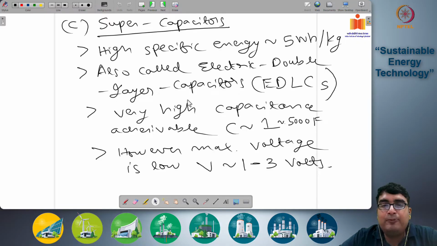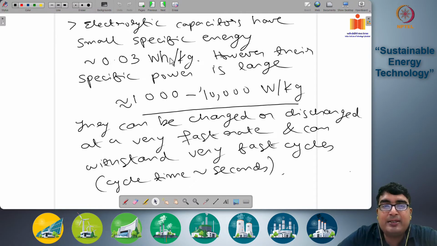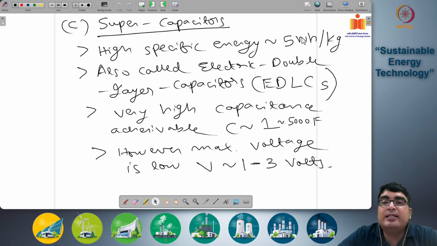been developed only in the last 2 decades or so, and it is providing much higher amount of energy storage ability. So it has very high specific energy of 5 watt hour per kg. So you can compare this with electrolytic capacitors, which have specific energy values of 0.03 watt hour per kg. So this is more than 100 times, around 100 times that of electrolytic capacitors. So super capacitors have specific energy densities more than 100 times that of electrolytic capacitors.